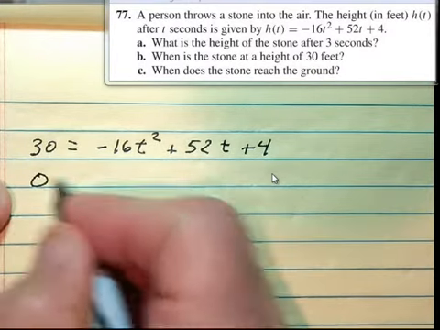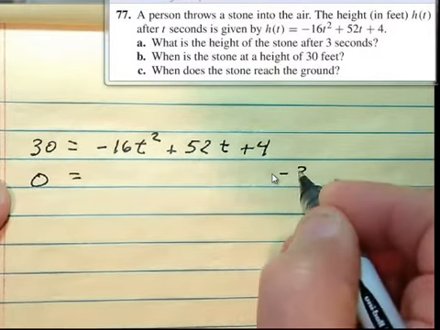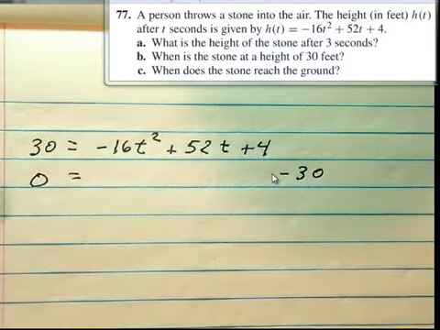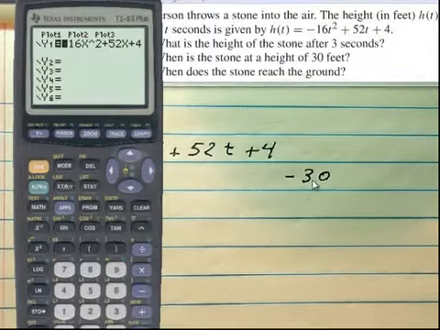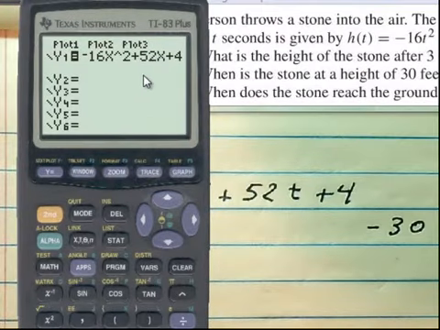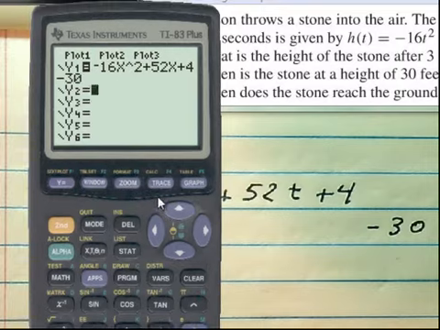So I want 0 on this side, so I basically have to subtract 30 on that side. What we could do is we could just go into our y equals and subtract 30 on this equation and find the zeros. So that is the strategy we will use. So I'm going to put minus 30. Let's go ahead and get the zeros.